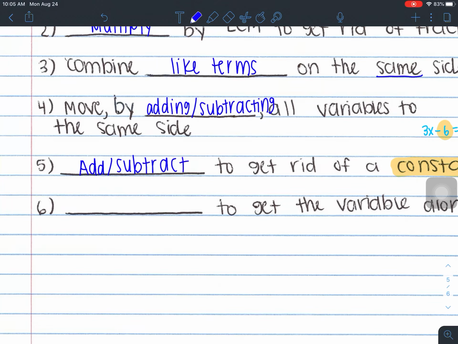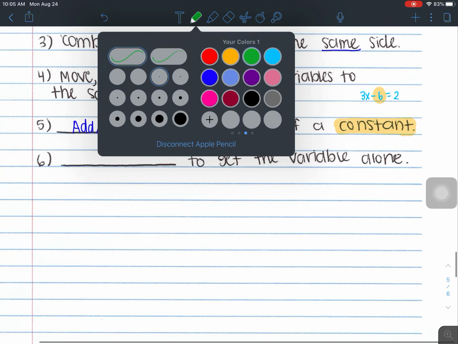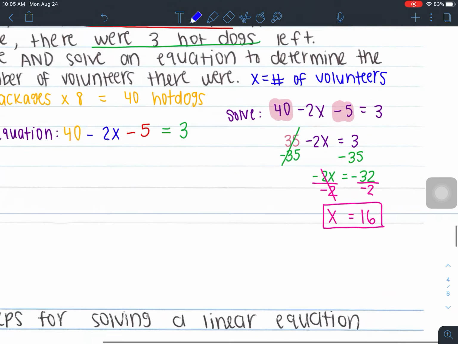And again, you don't have to use these steps, but they are helpful if you look back and you're like, I forgot what thing I should do first. I'm not really sure. And then the last thing, typically at the very end, we either multiply or divide to get the variable alone. I'm not sure why I keep switching colors because I'm using blue the whole time. So you're going to multiply or divide to get the variable alone.